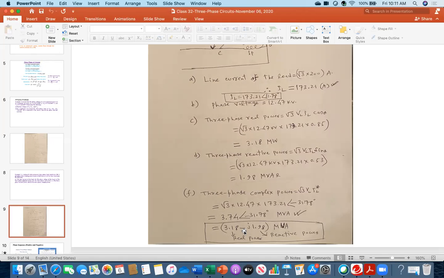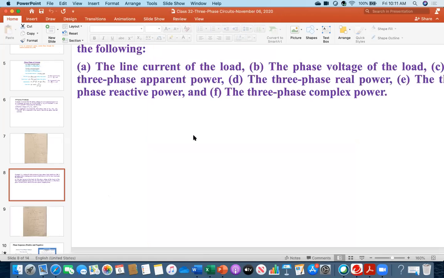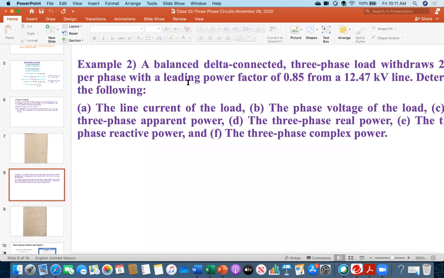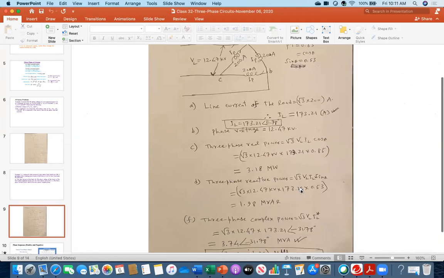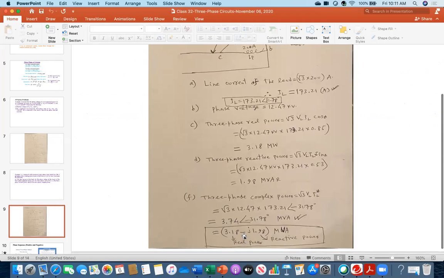The minus sign indicates that it is capacitive reactive power, which can provide the leading power factor. That's why it was the leading power factor. If it were the lagging power factor, then for sure you would be getting the plus sign here.